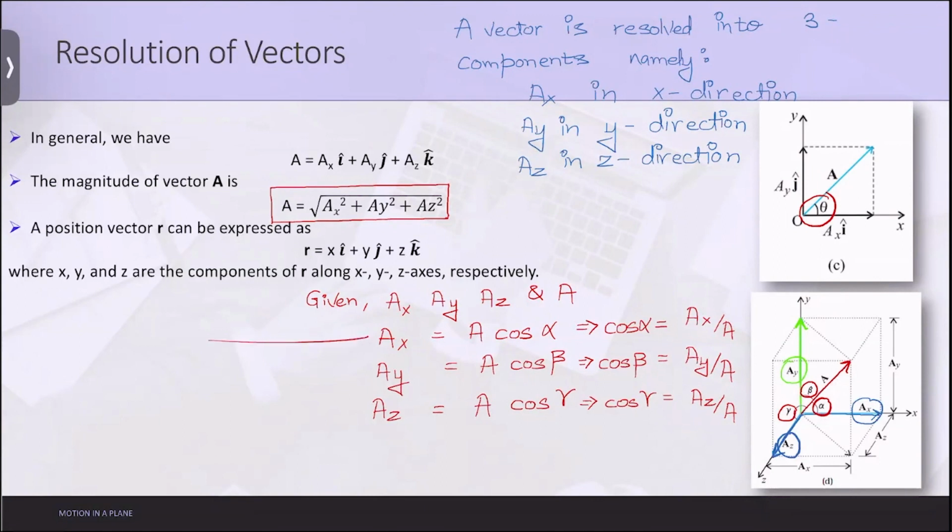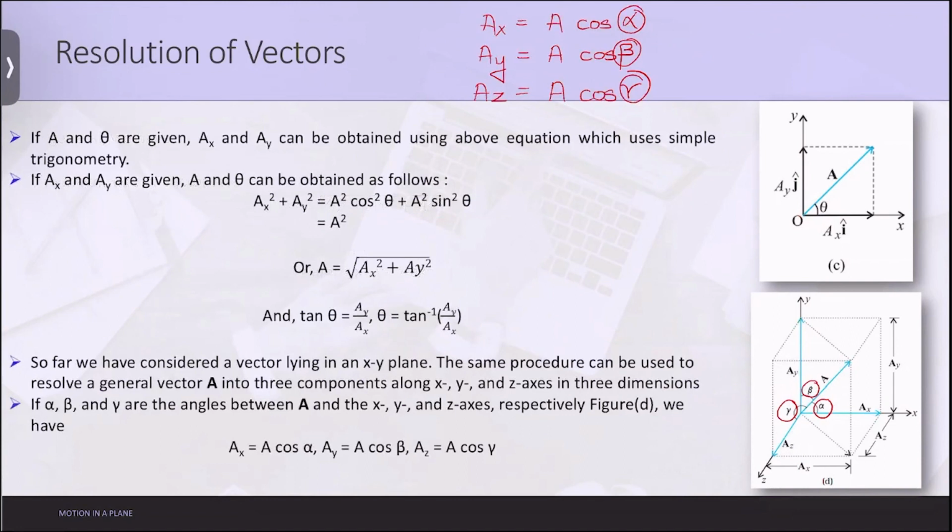Let me do it for one. Alpha is equal to cos inverse of ax upon A. That is how you can obtain the values of alpha, beta, and gamma. So that was the only explanation: this is how the vectors are resolved for 3D coordinates.